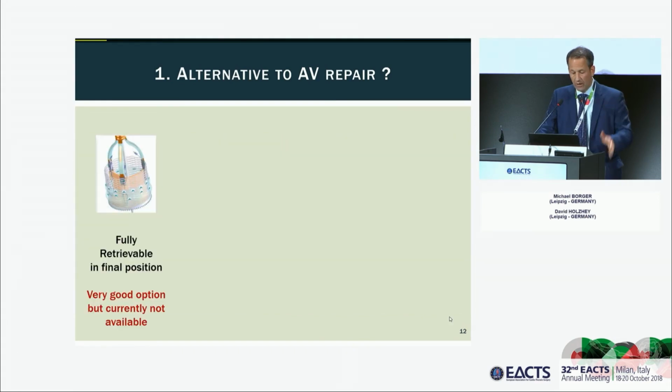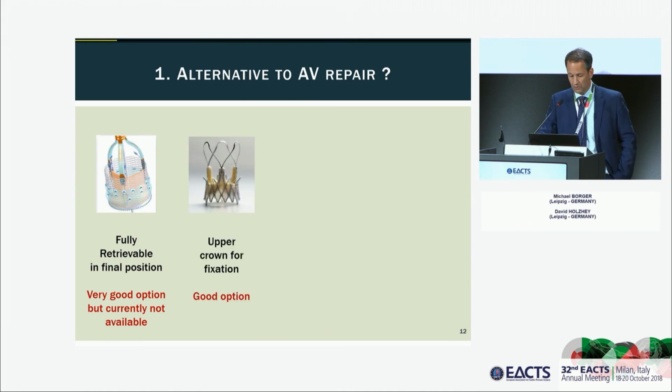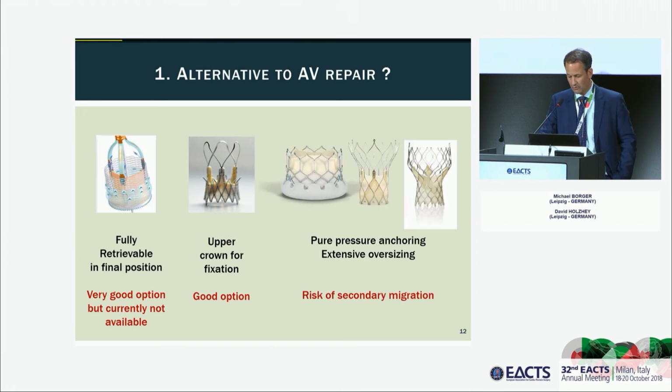There is the Boston Lotus valve, which we think is really optimal for this indication because it is fully retrievable. Unfortunately, it was also temporarily pulled from the market while they are trying to work out some mechanical problems. Hopefully it should be coming back onto the market again soon. As I said already, the Boston Scientific Accurate valve, formerly Symetis, has this upper crown for fixation in the ascending aorta and therefore is a feasible option.